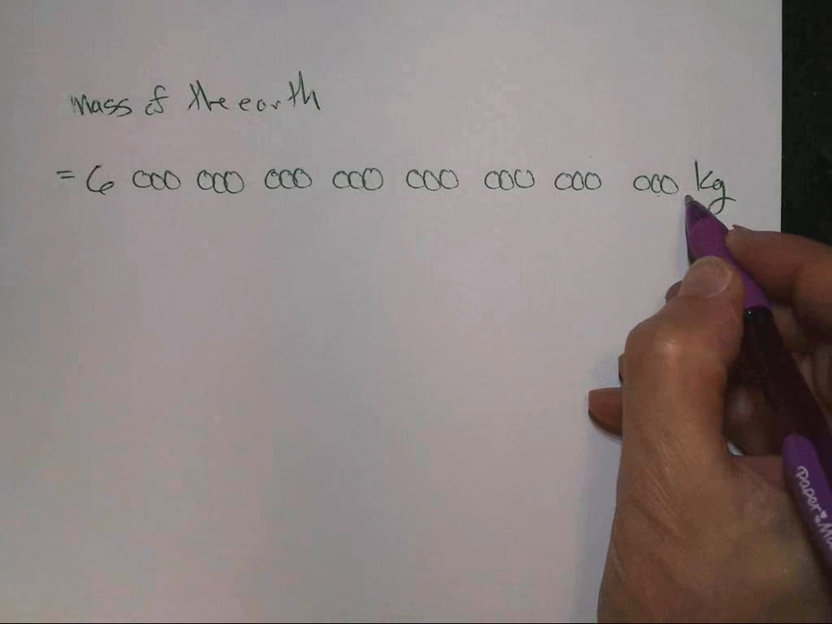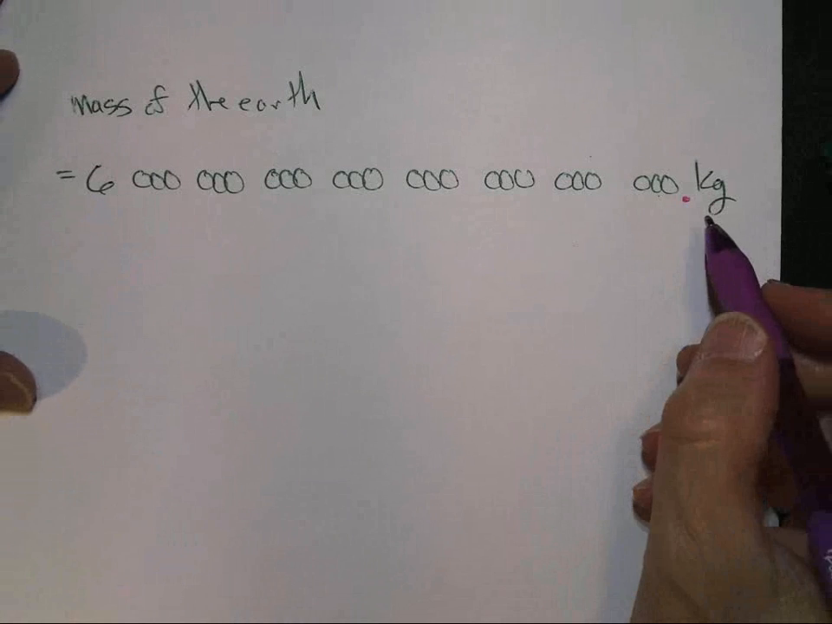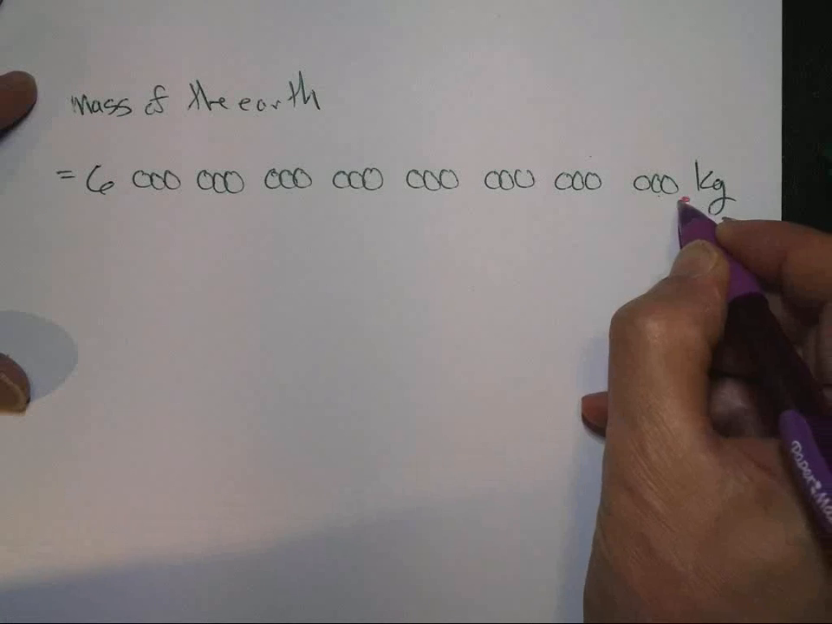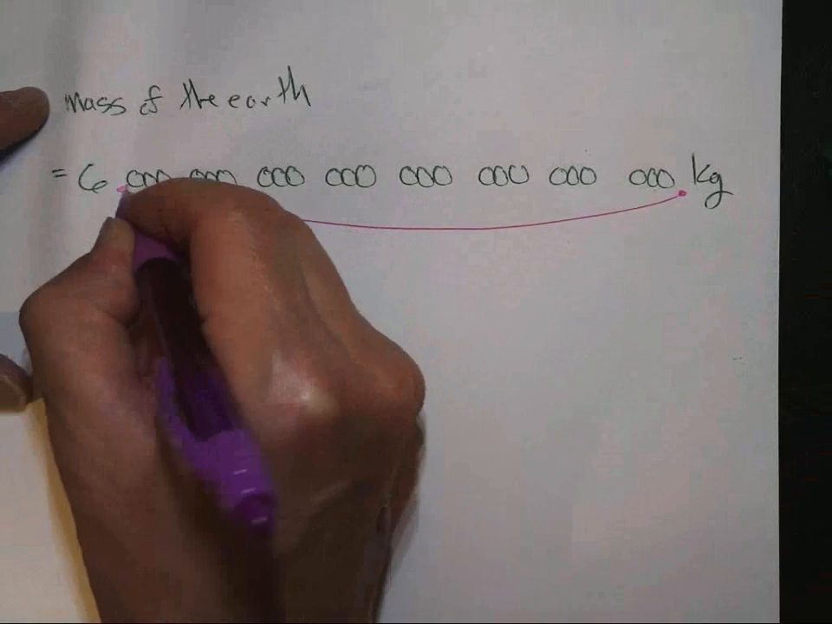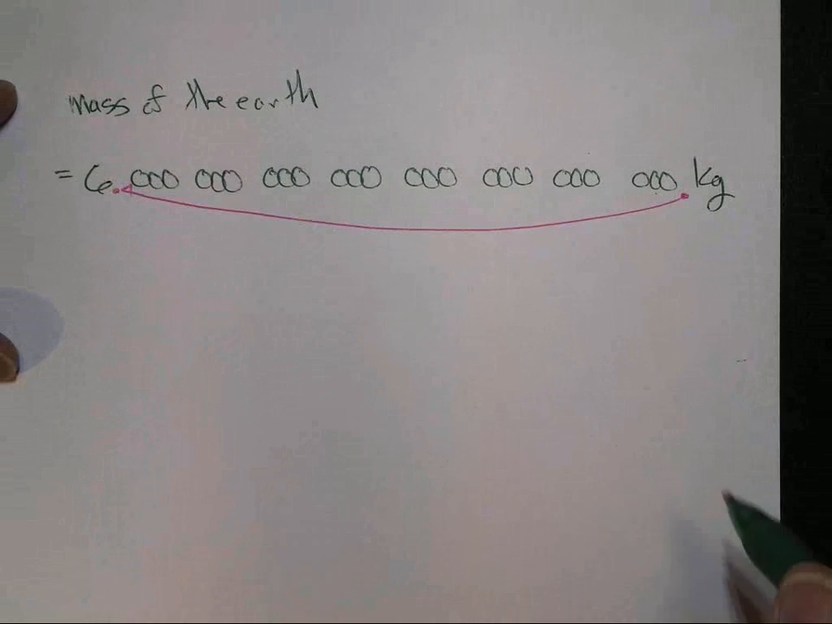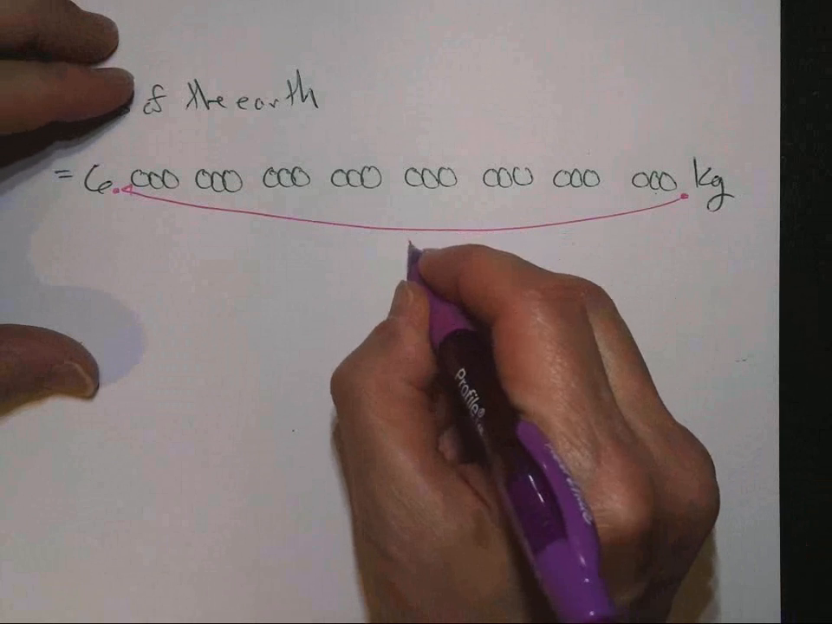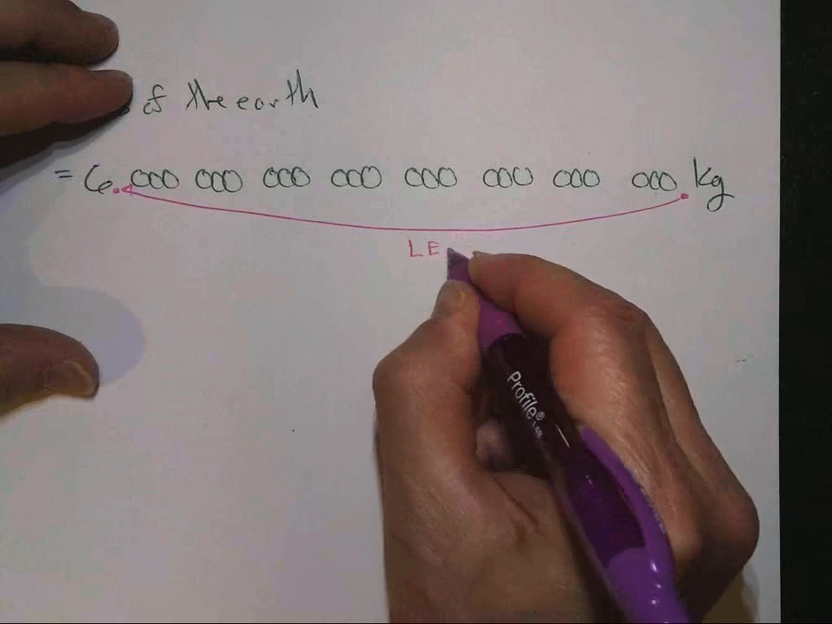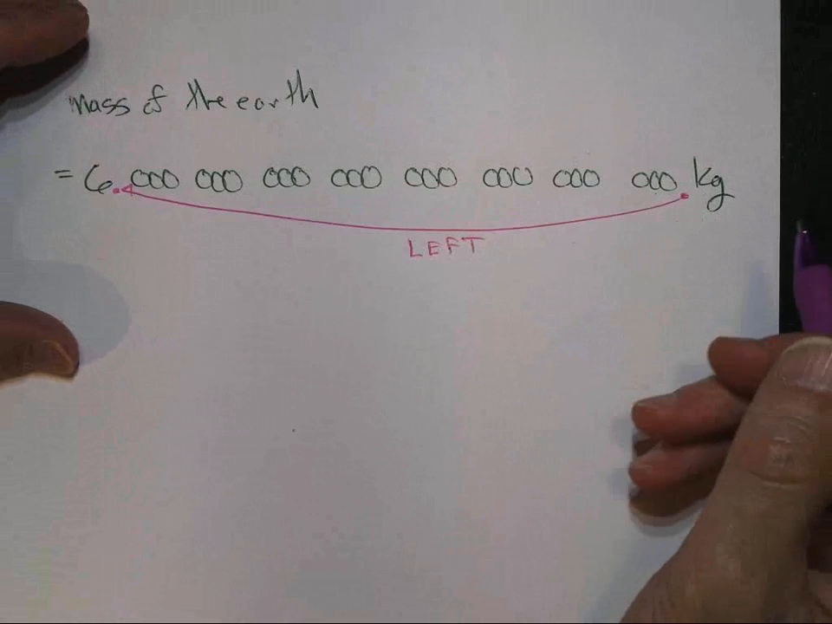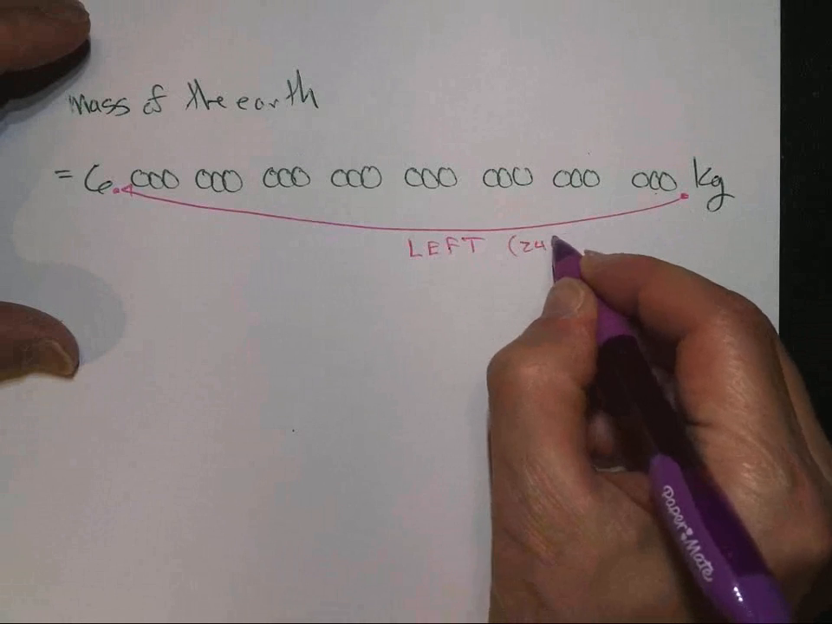It's understood that the decimal point is right here. Now we want to move the decimal point so that there's one non-zero number to the left of it. So we're going to move the decimal point all the way to here, and we're going to count how many places over we go. We moved the decimal point to the left, and we count how many spaces we moved. We moved basically to the left 24 places.